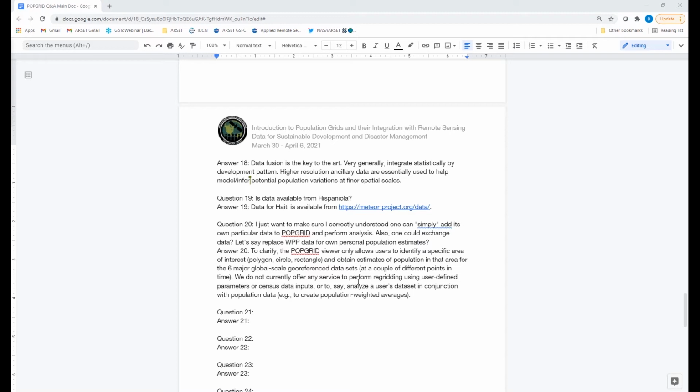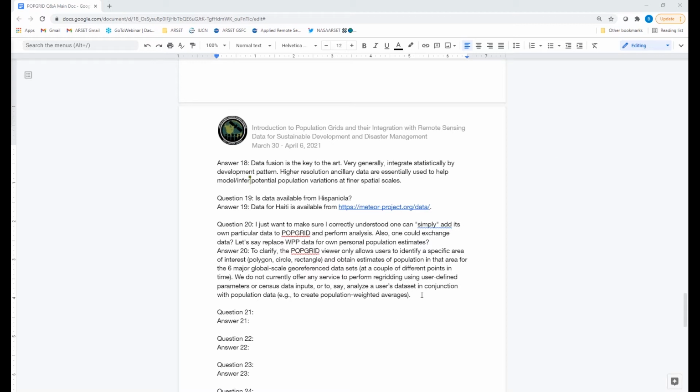I just want to make sure I correctly understand. One can simply add their own particular data to POPGRID and perform analysis. One could exchange data, let's say replace WPP data with their own personal estimates.